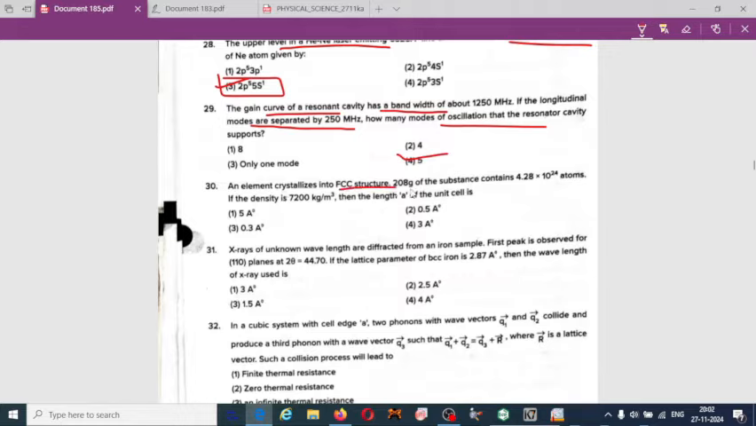An element crystallized into FCC, 208 gram of the substance contains 4.28 into 10 to the power 24 atoms. If the density is given, then the length A of the unit cell is.